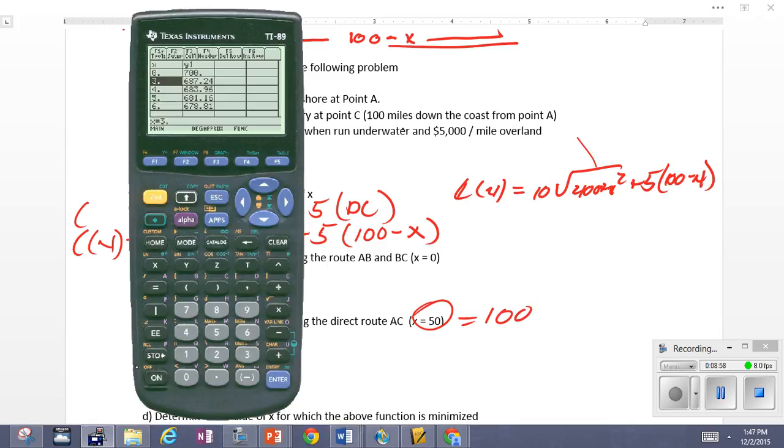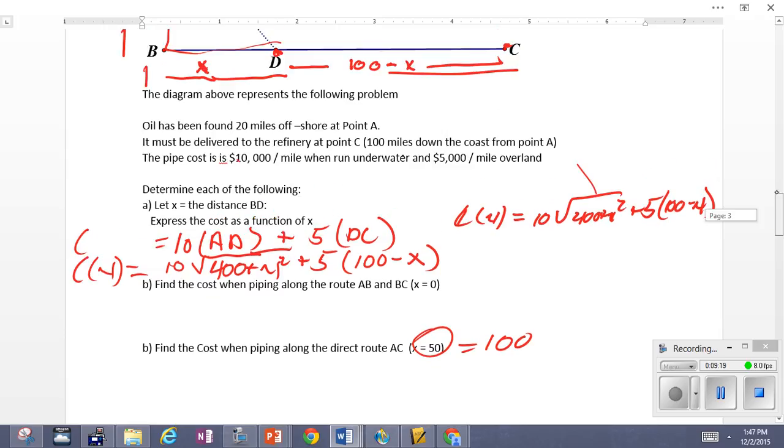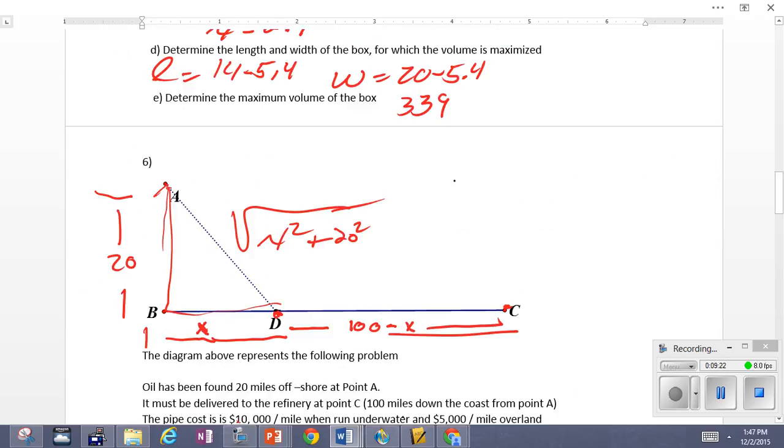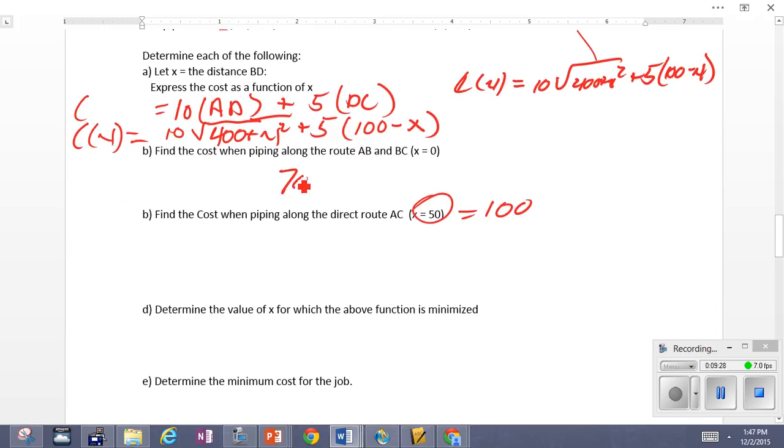All right, so go back to our calculator. So at 50, my cost was 788,000, and at 100, my cost was 1,119,000. So that's what I'm going to put. So the cost of going the route AB to BC is 700,000.